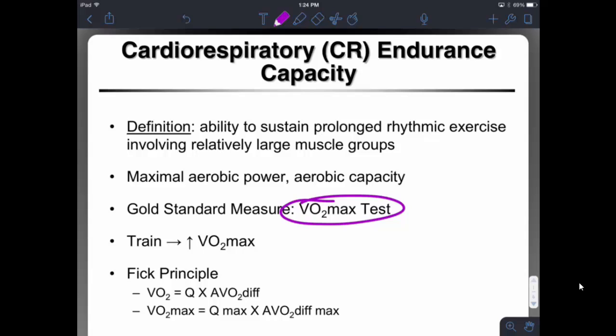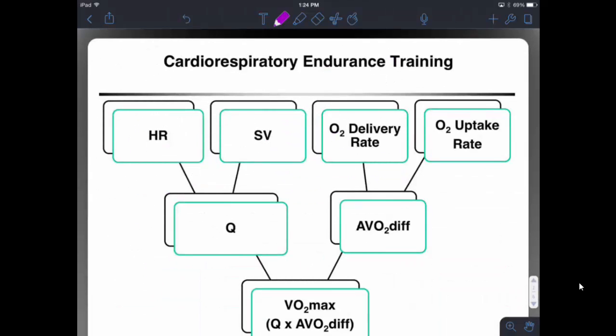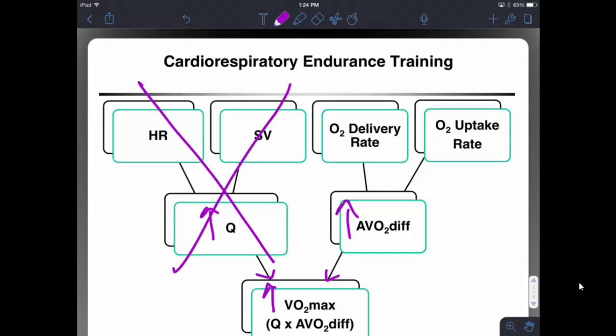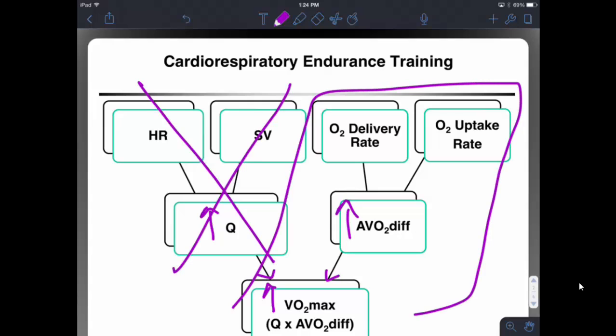According to Fick, VO2 max is affected by both cardiac output max and AVO2 difference max. So if VO2 max is increasing with training, it's through either cardiac output or AVO2 difference. Okay? We've already talked about this half. Now we're going to talk about this half. So in addition to increases in cardiac output max that occur with training, we also get increases in AVO2 difference max with training that help raise VO2 max.